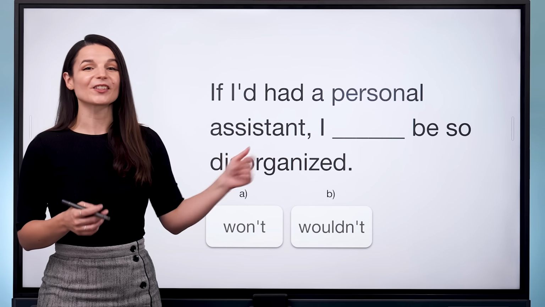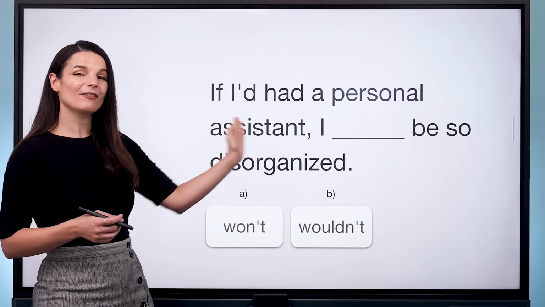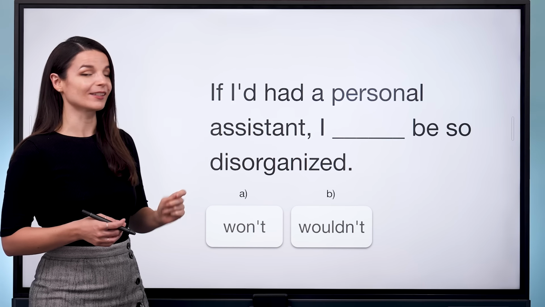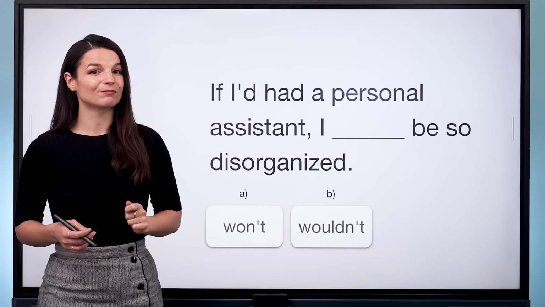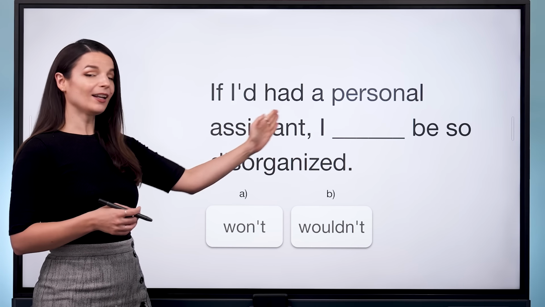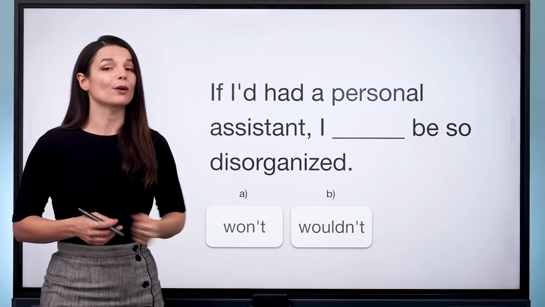Choose the best answer to complete the sentence. Ready? If I'd had a personal assistant, I'd be so disorganized.